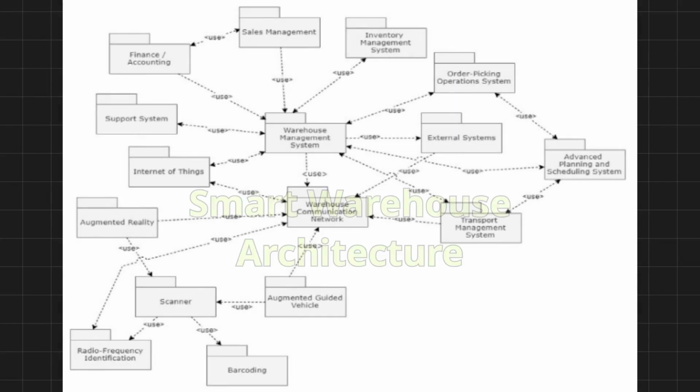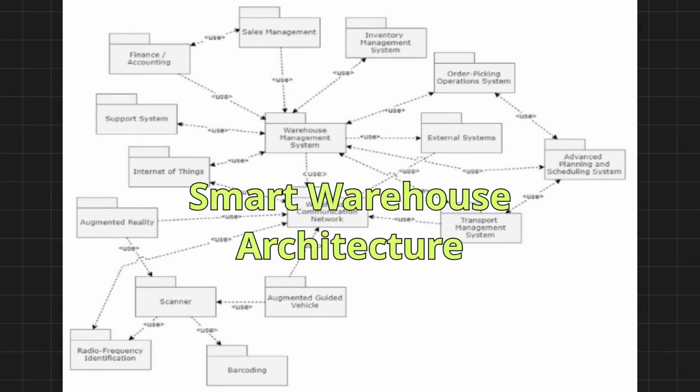In the user's view, the two core modules in the smart warehouse architecture are the warehouse management system and the warehouse communication network. The warehouse management system serves as the central control unit, interacting with various back-end systems and external modules to coordinate operations. The communication network functions as a critical link between the warehouse management system and front-end technologies, such as augmented reality hardware and automated guided vehicles.